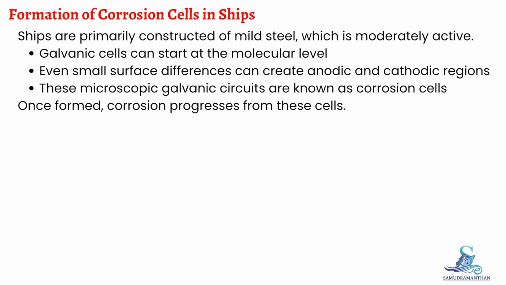Now, let us consider how this applies to ships. Ships are primarily constructed of mild steel, which is moderately active. In such structures, galvanic cells can start at the molecular level. Even very small surface differences are sufficient to create anodic and cathodic regions. These microscopic galvanic circuits are known as corrosion cells, and once they are formed, corrosion progresses outward from these cells.